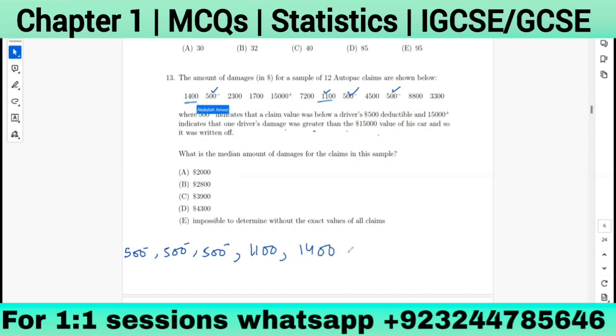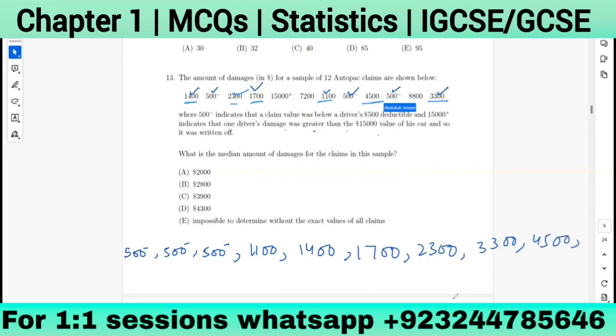Then it's going to be 1700, then 2300. First 1700, then 2300, then 3300. Then 4500. Then 7200. Then 8800. And the last one is 15,000. So they have written that, but I don't know what is happening in this question, but it's nothing, just arrange the data and find the median.